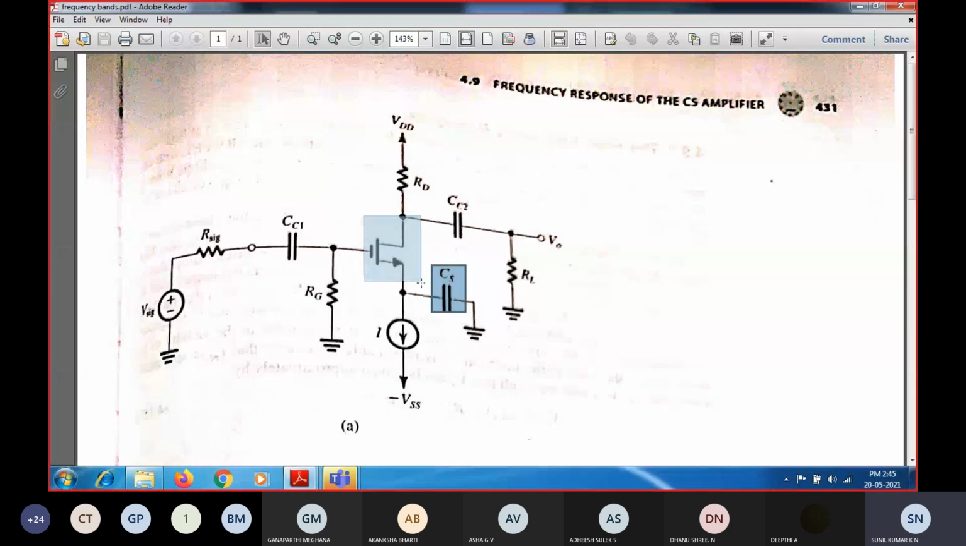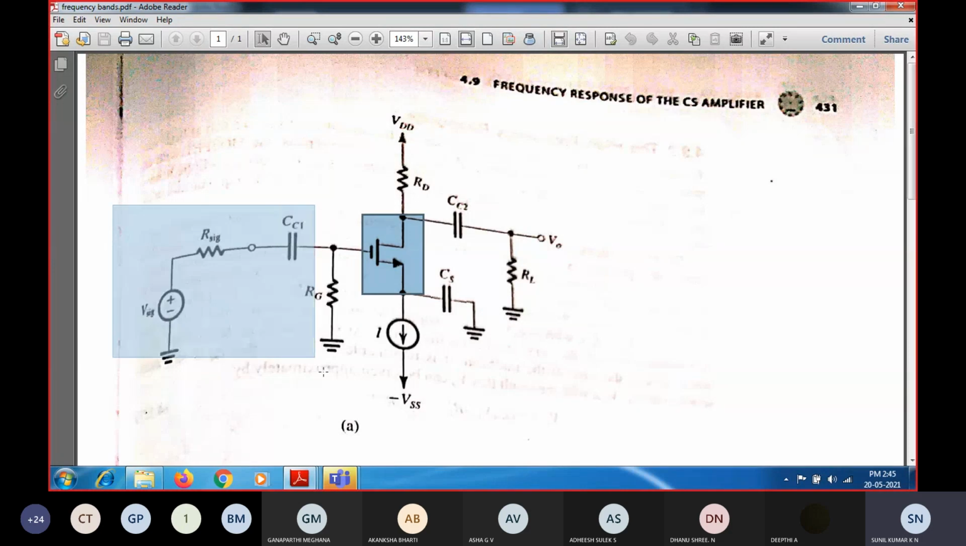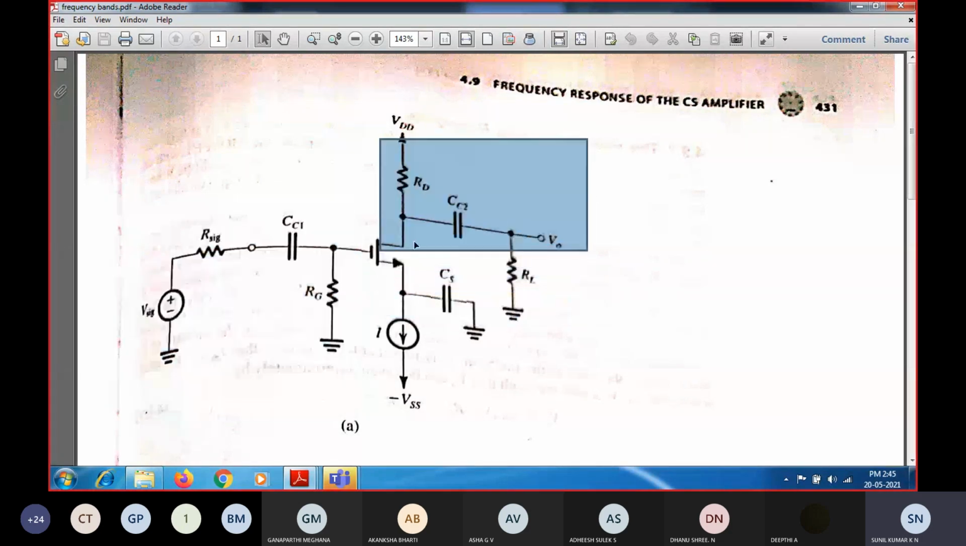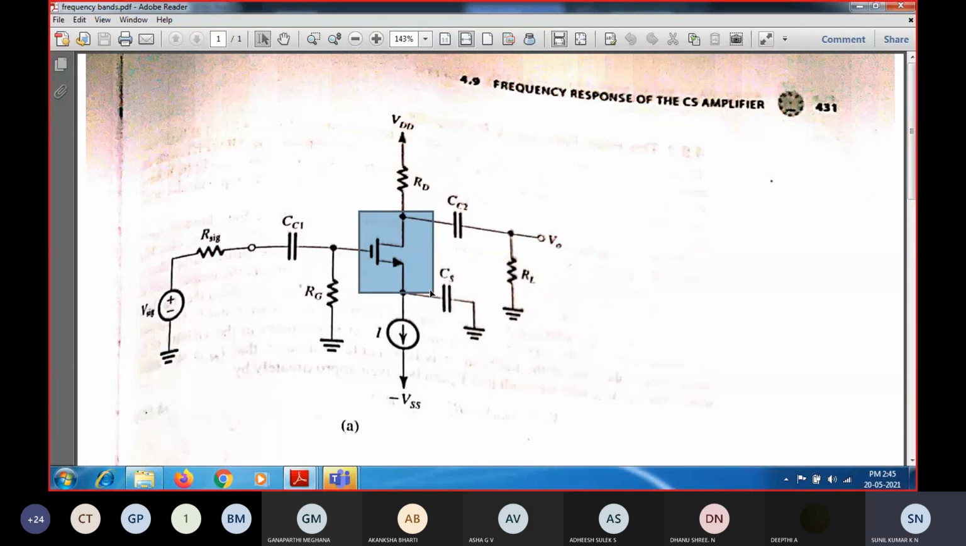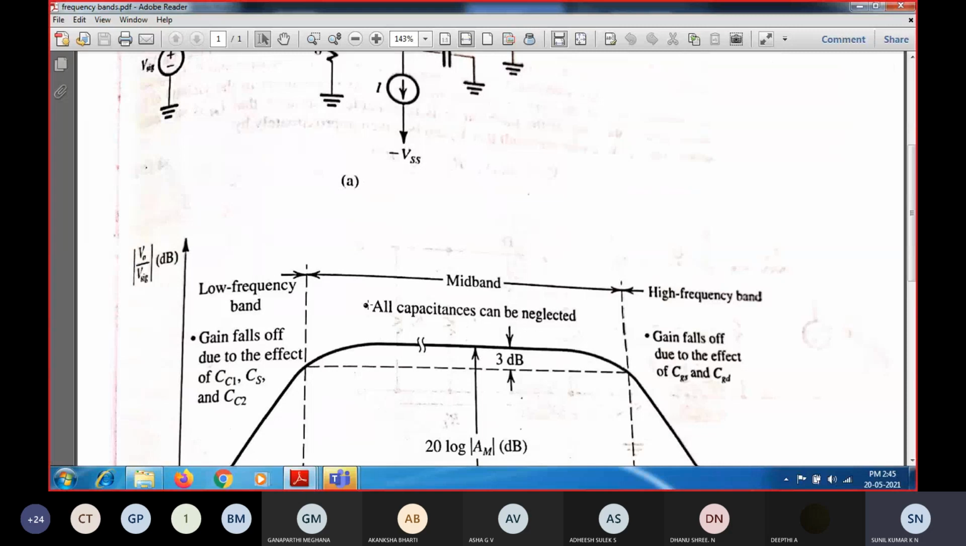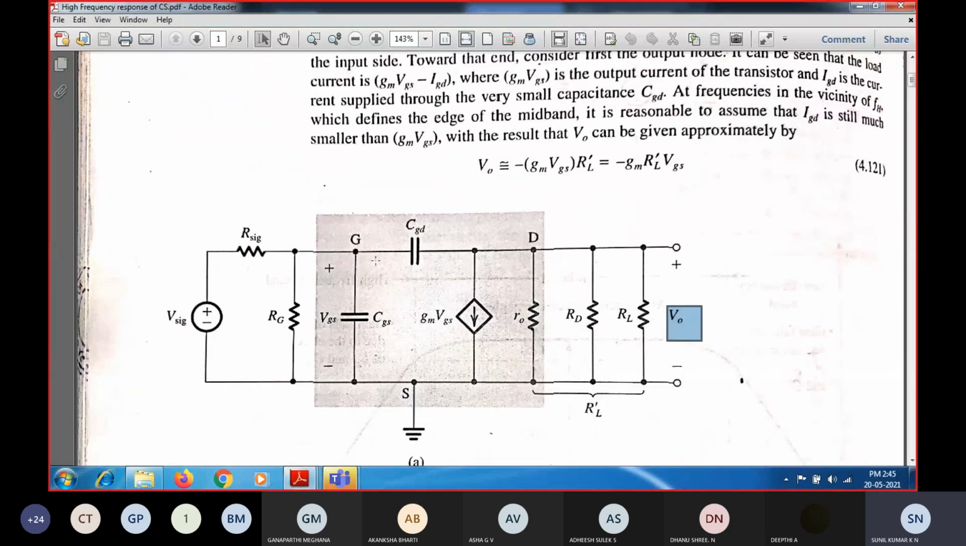So I can replace this common source MOSFET with its corresponding high frequency equivalent circuit now, because the input side is over and the output side is also over. Now the only thing left is how I am going to represent the common source MOSFET. It can be replaced with its corresponding high frequency equivalent circuit model. So CGS will be there, CGD will be there, and the constant current GM into VGS will be flowing between drain and source, since it is a common source amplifier.